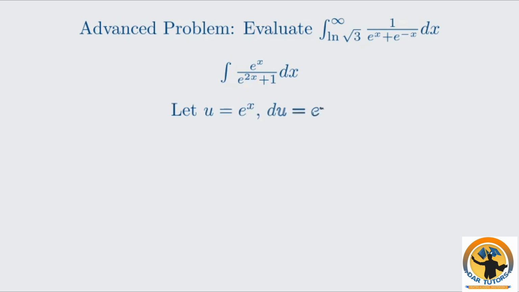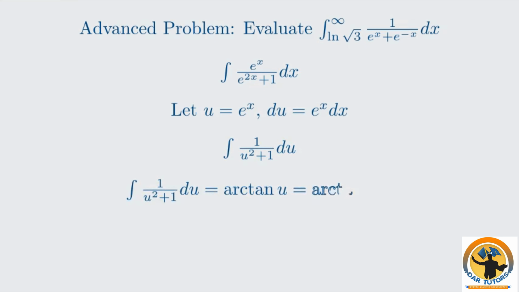If u equals e to the x, then du is e to the x dx. The integral becomes the integral of 1 over u squared plus 1 du. The antiderivative of 1 over u squared plus 1 is arctan u. So the antiderivative is arctan of e to the x.